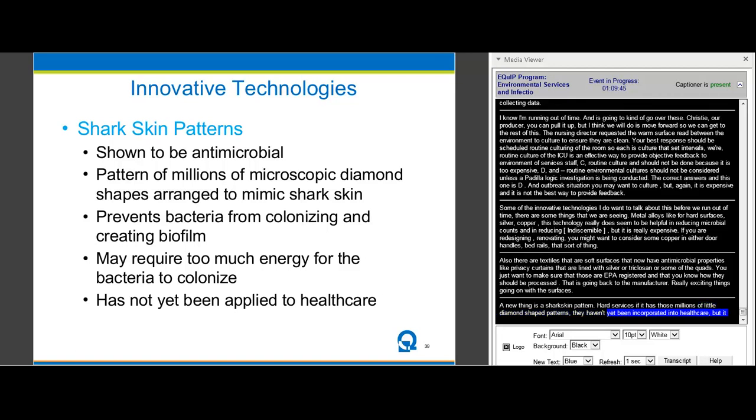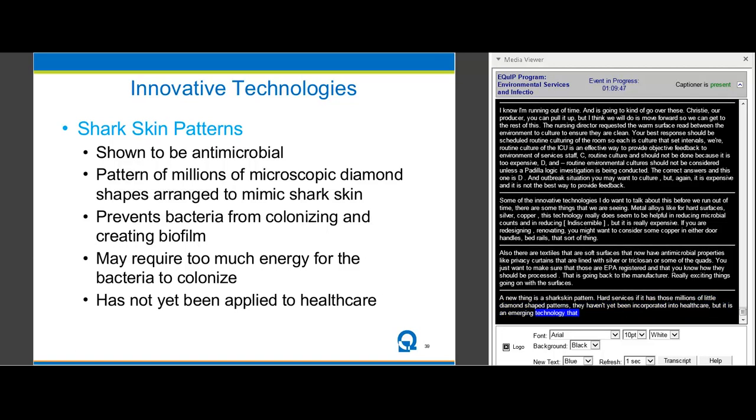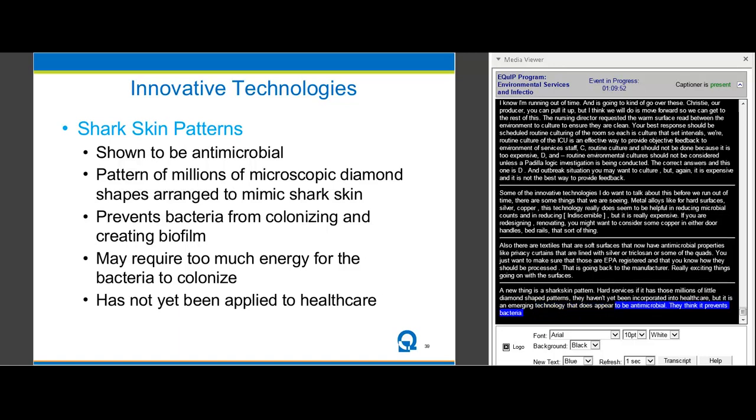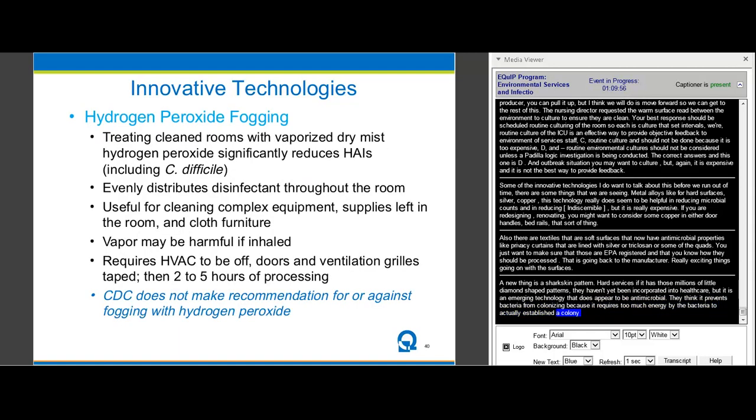They think it prevents bacteria from colonizing because it requires too much energy by the bacteria to actually establish the colony. So that's pretty cool. The thing that everybody is really interested in is the UV light and the hydrogen peroxide fogging.